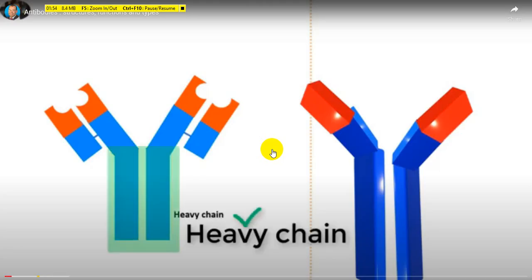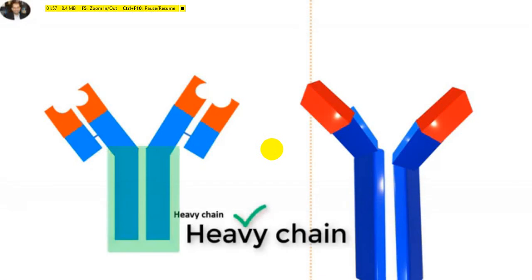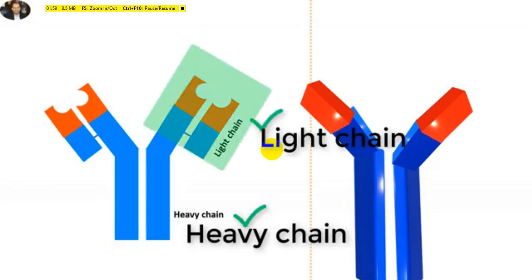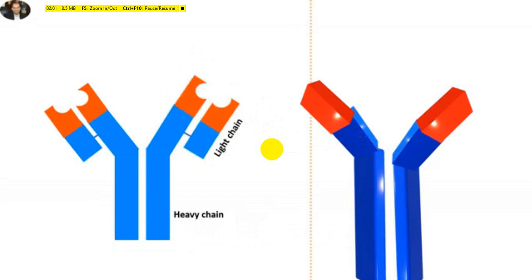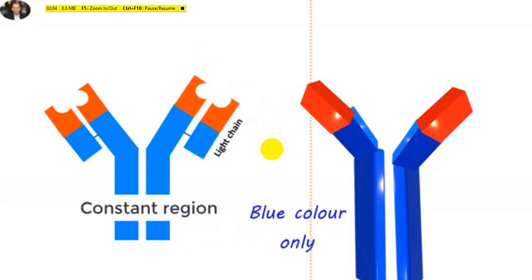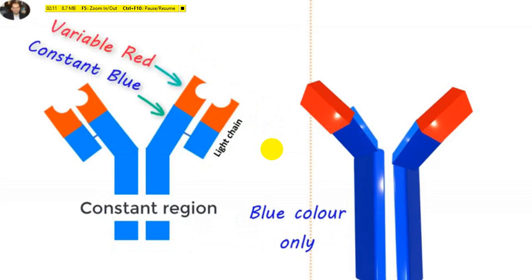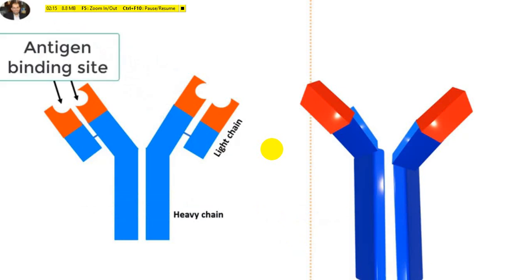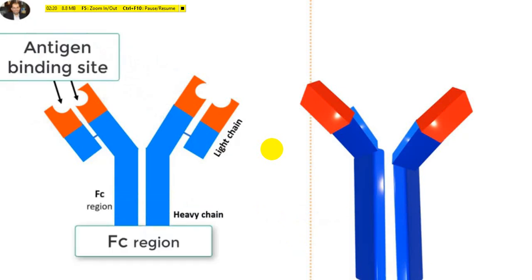The antibody is generally consisted of the heavy chain and the light chain. The heavy chain is always the constant region, whereas light chains are composed of both constant and variable regions. The antigen binding sites are present in the light region, whereas the Fc region, which binds to immune cells receptors, are present in the heavy chain region.